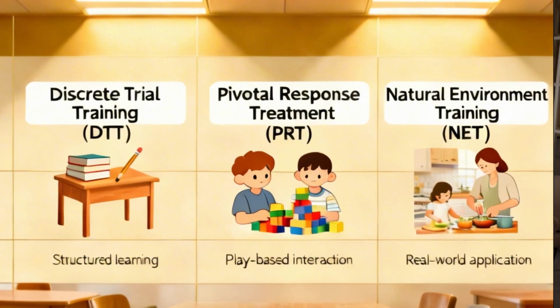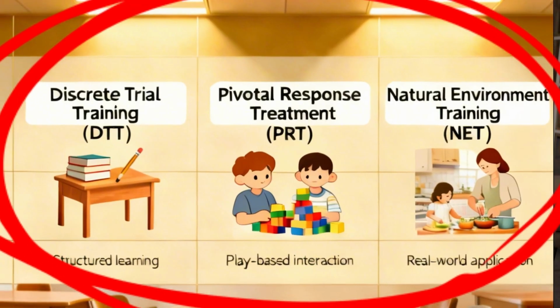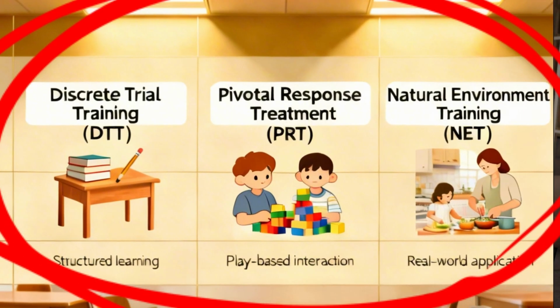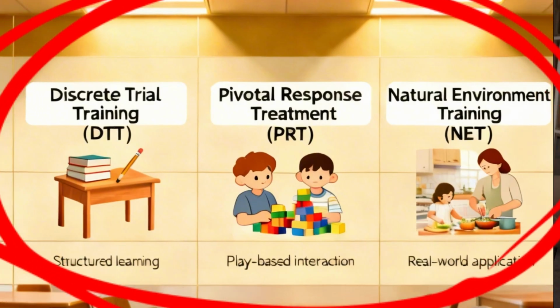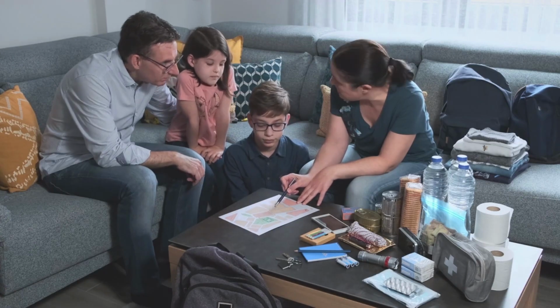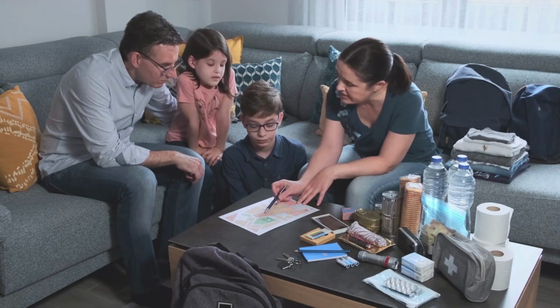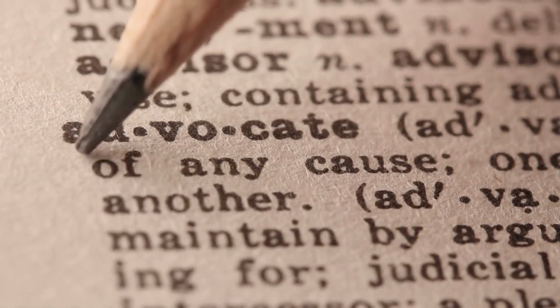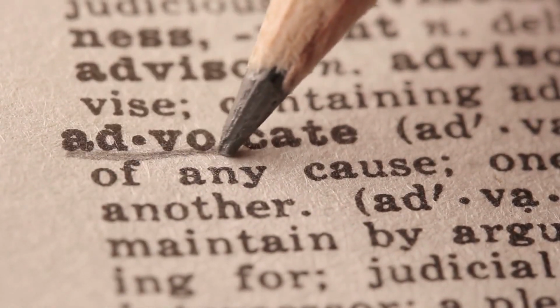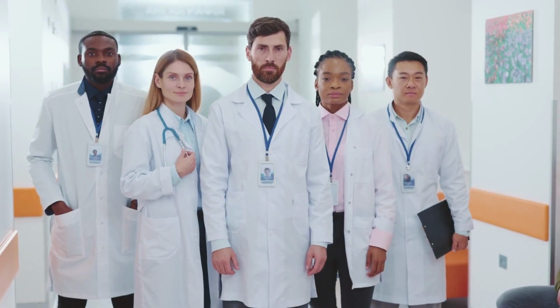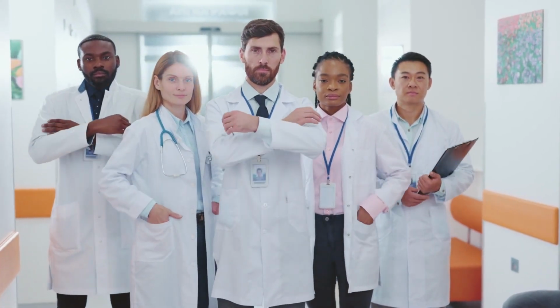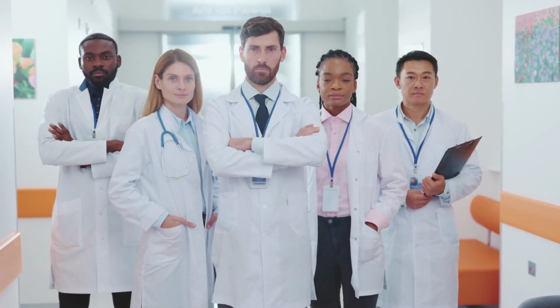The most effective programs don't choose just one. They use all three, building skills at the desk, reinforcing them through play, and transferring them to the real world. As a parent, the most powerful thing you can do is understand the tools being used with your child and why. You do not need a degree in behavior analysis to advocate effectively. You need to know enough to ask the right questions and partner meaningfully with your child's care team.